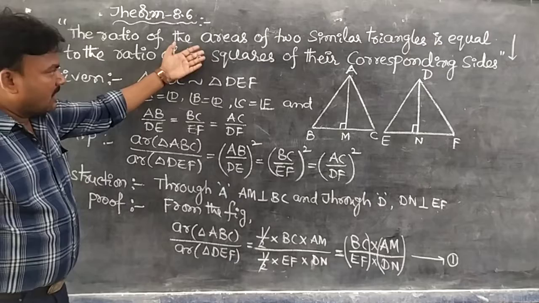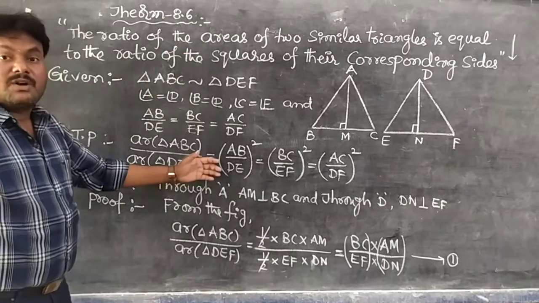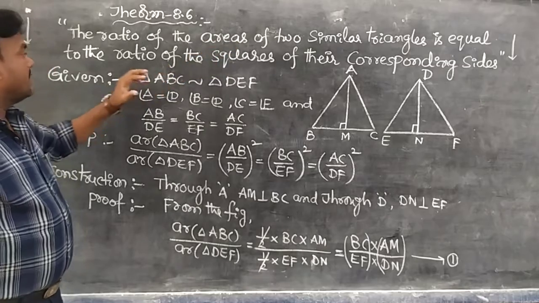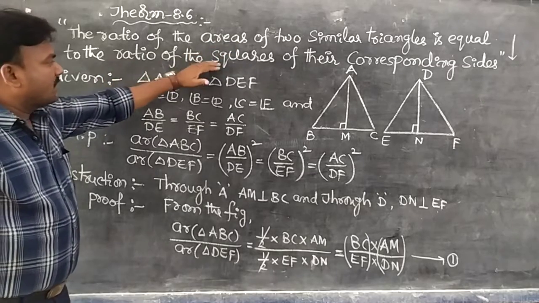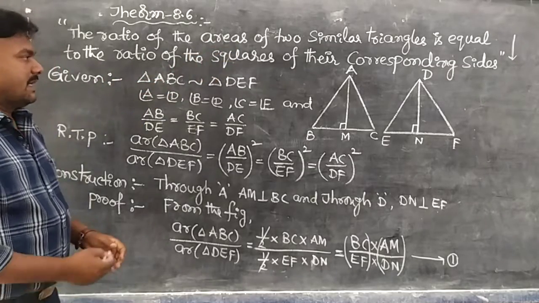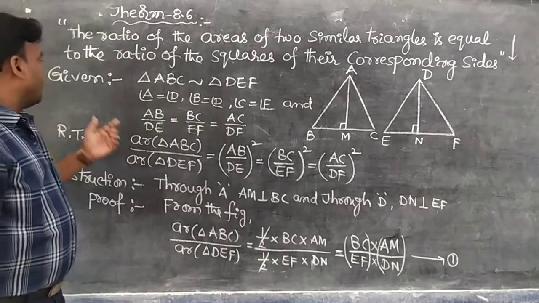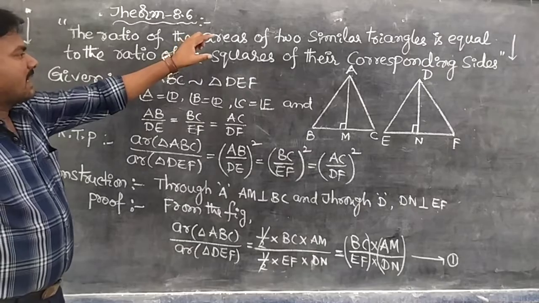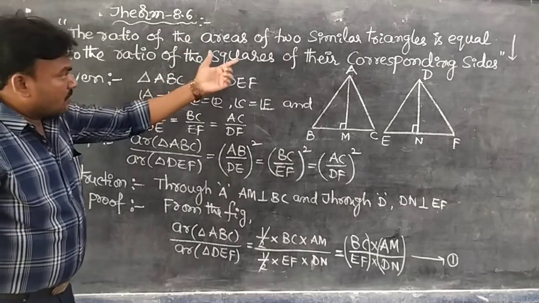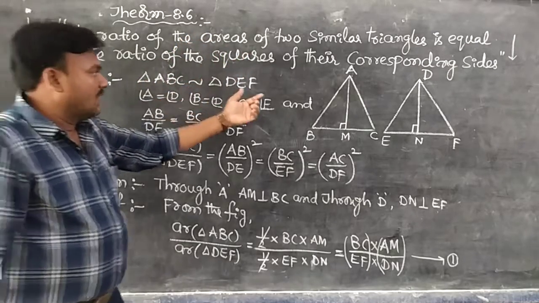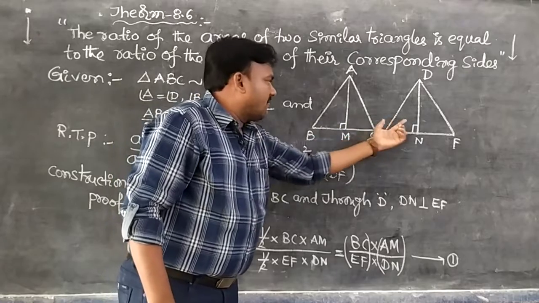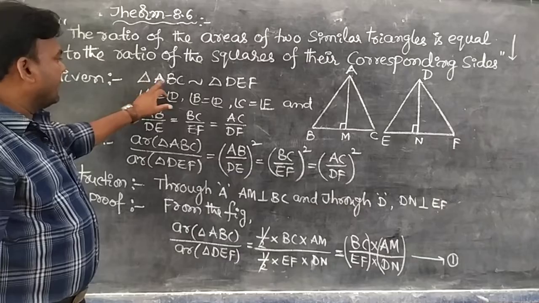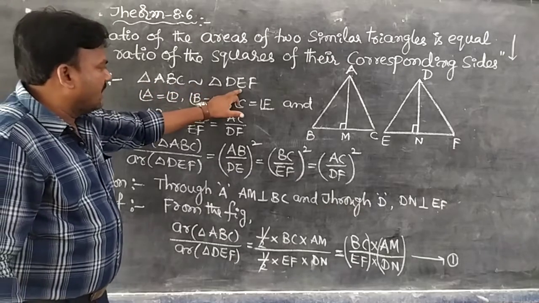Observe, students, how to approach the solution carefully. Let me repeat: the ratio of the areas of two similar triangles is equal to the ratio of the squares of their corresponding sides. This is taken as given, and also the RTP. Observe carefully: two similar triangles are given. Let me take ABC and DEF as two similar triangles. In the given part, triangle ABC is similar to triangle DEF.